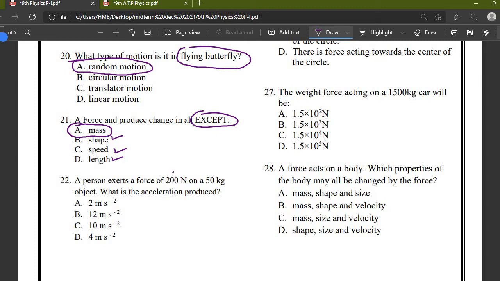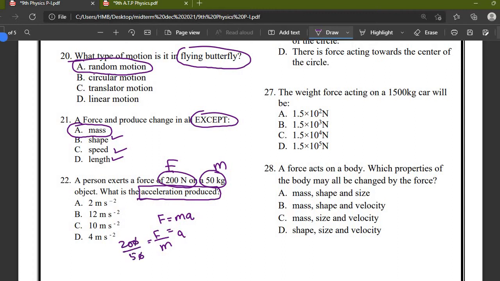A person exerts a force of 200 newtons, that is the force, on a 50 kilogram object, that is the mass. So what is the acceleration of the body? So we know that F is equal to ma, and a will be equal to F over m. Force is 200 while mass is 50. So the correct answer will be 4 meters per second square. So option D is the right answer.